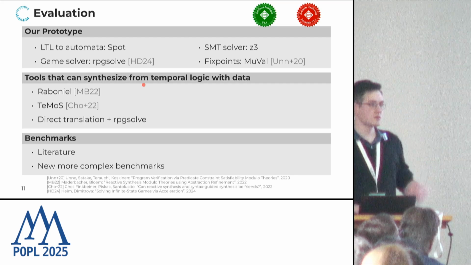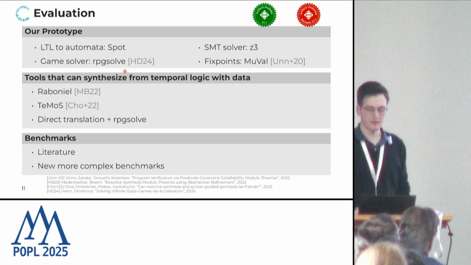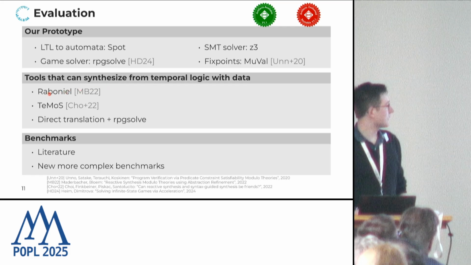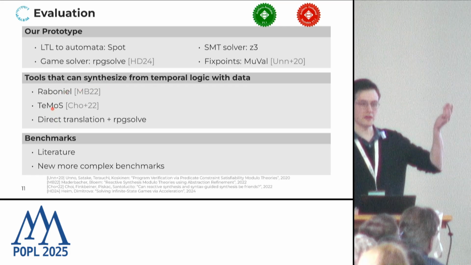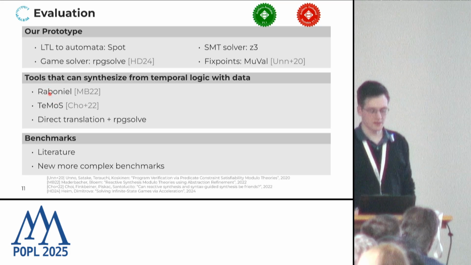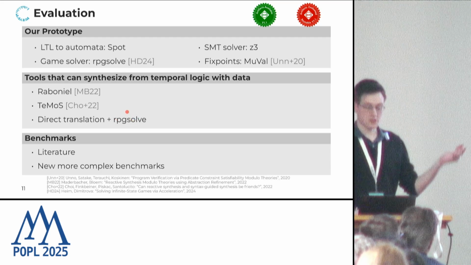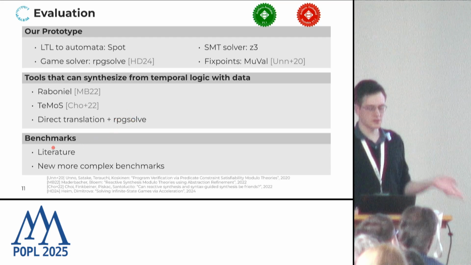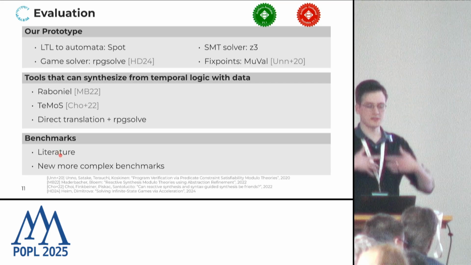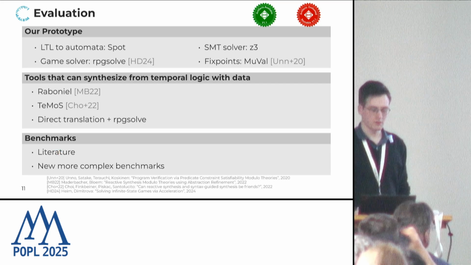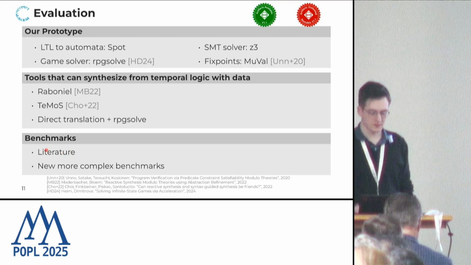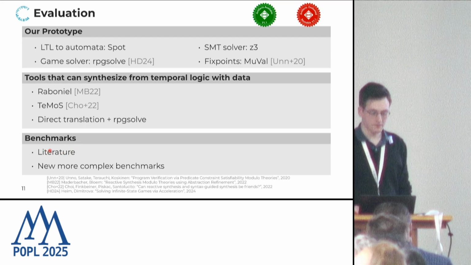And we compared them to the other approaches that exist to handle these temporal logics with data, namely Raboni and Temos, which are both abstraction-based approaches that I mentioned earlier, and of course also the direct translation, just to see how this compares. And then as benchmarks, we used literature benchmarks as well as new benchmarks that encode some kind of more complex behavior, because many of them were still kind of simple.